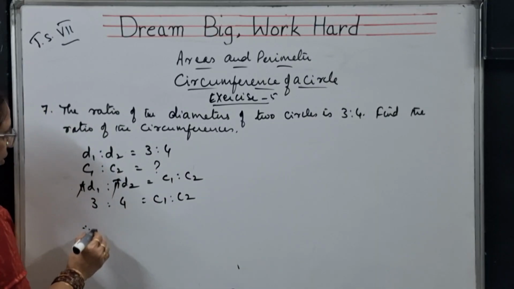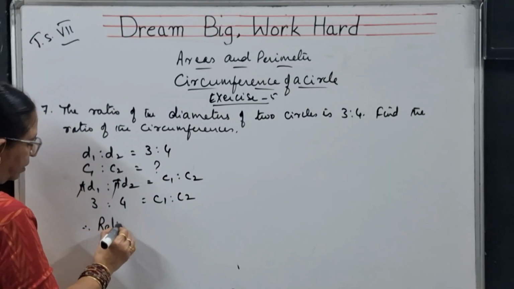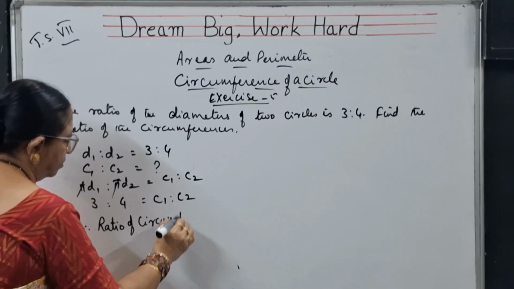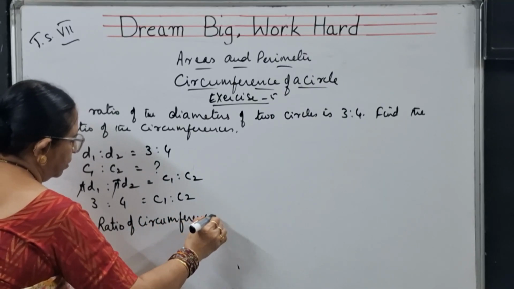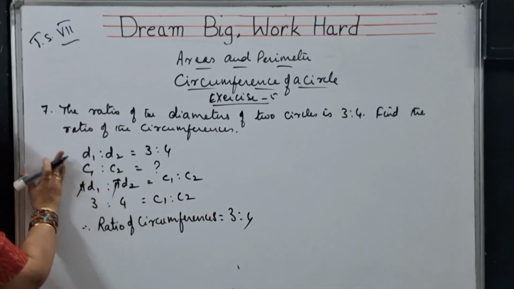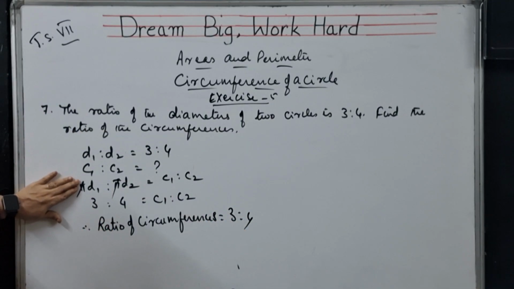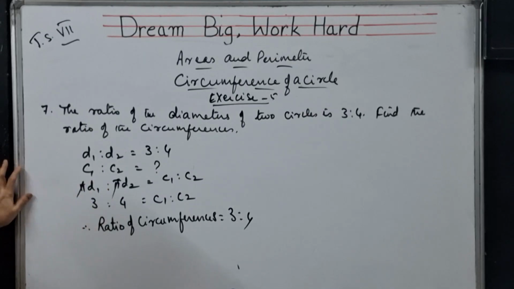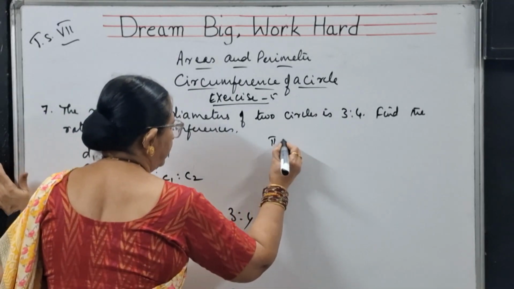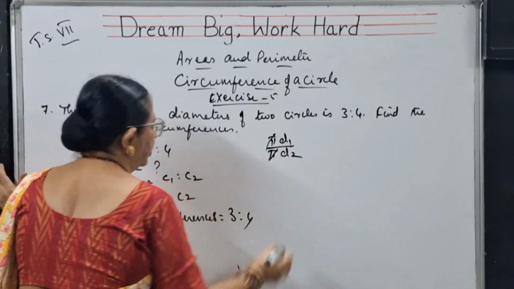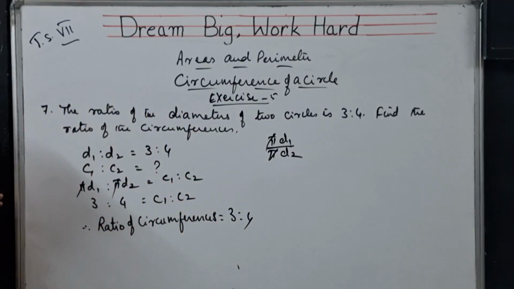So the answer, the ratio of circumferences is equal to 3:4. See, children, here pi D1 is to pi D2, I have cancelled pi and pi. Why did I cancel? Because 'is to' means division. It is actually pi D1 by pi D2. So pi and pi will get cancelled. That is why I have cancelled here, children.